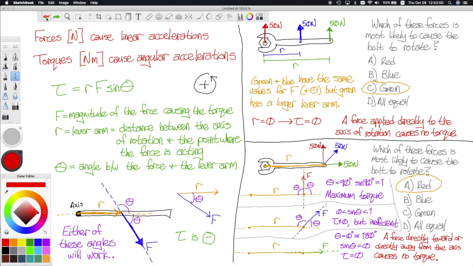So I want to give you an example calculation that we can work our way through, and to think about a couple of other ways that we can think about this torque equation. And then that will be everything for today.